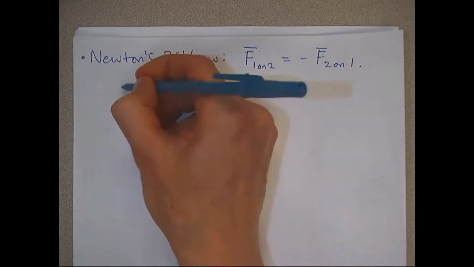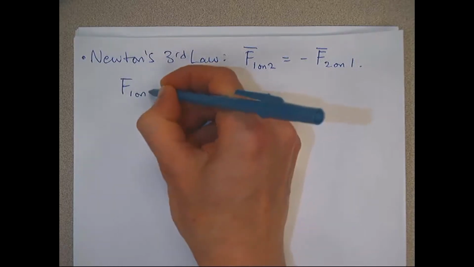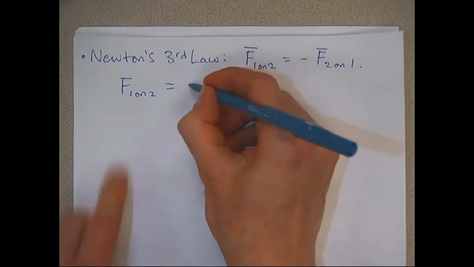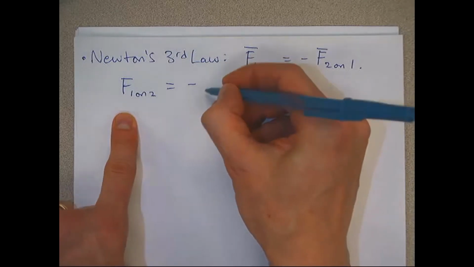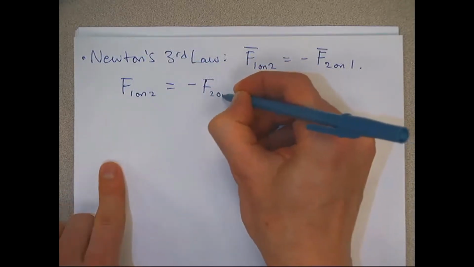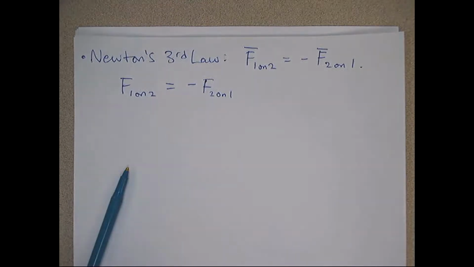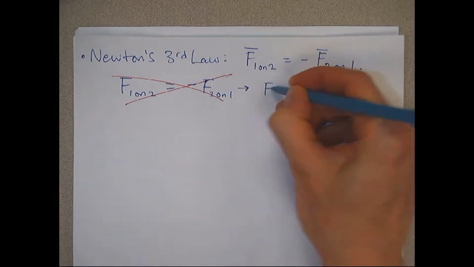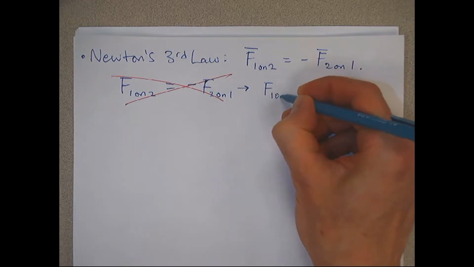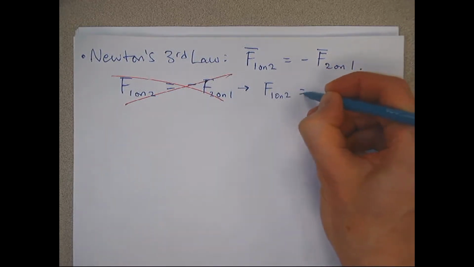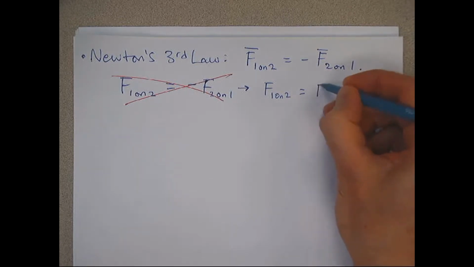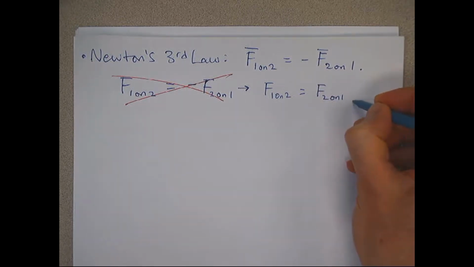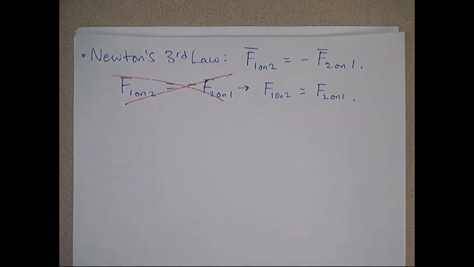Now be very careful that you do not apply this to the scalar magnitude of the forces. I don't want to see you writing this. Right? This is bad. Scalar magnitudes of forces are all positive. You should get used to the idea that the scalar magnitude of the force 1 on 2 is equal to the scalar magnitude of the force 2 on 1, even though the vector forces are opposite one another.